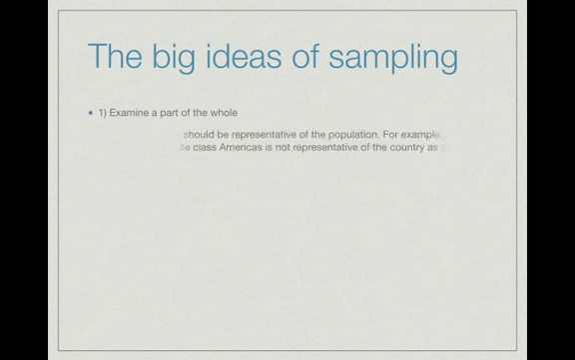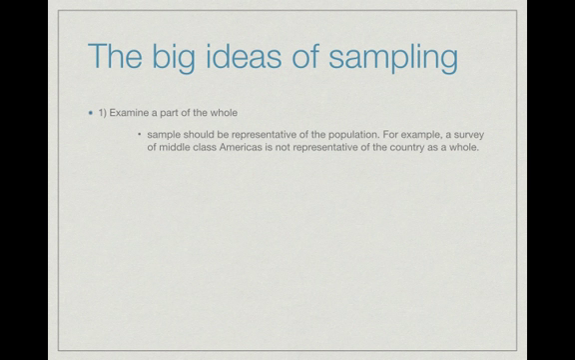Now, there's a couple of big ideas that we use when we're sampling. Because like I said, if you select them right, it can be a good representation of your population. But you can't just pick your 5 buddies and say that that is a good representation of all of Ohio. So there's some bigger things to look at. One, you're examining part of a whole. So what that means is it should be representative of the whole.